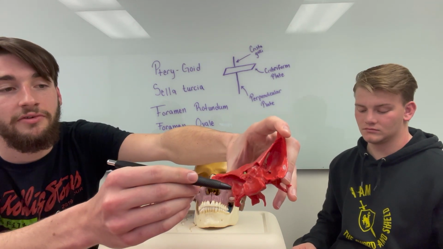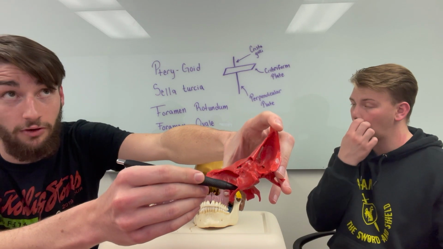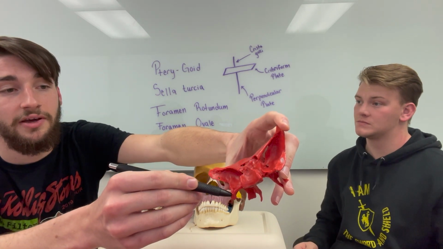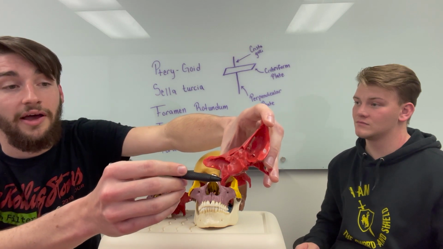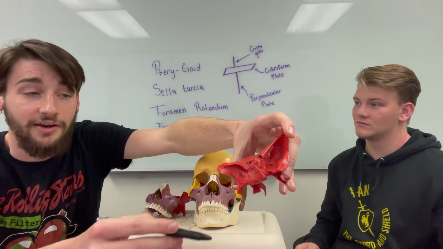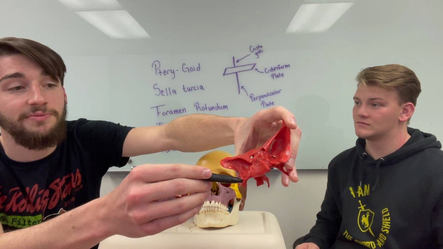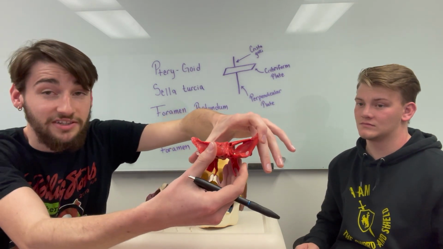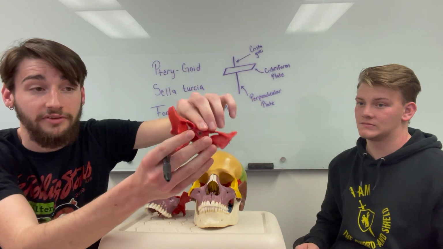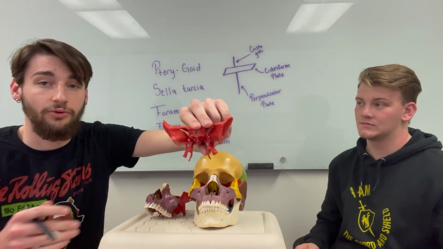Foramen rotundum, foramen ovale, and foramen spinosum. If you need help remembering that, just remember that ROS, Ross, is your friend. Rotundum, ovale, spinosum, Ross. And that's on the back of the sphenoid. So if we flip it back over, this is the frontal view of the sphenoid.